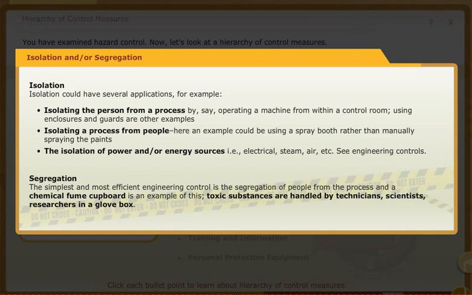Segregation. The simplest and most efficient engineering control is the segregation of people from the process, and a chemical fume cupboard is an example of this. Toxic substances are handled by technicians, scientists, researchers in a glove box.